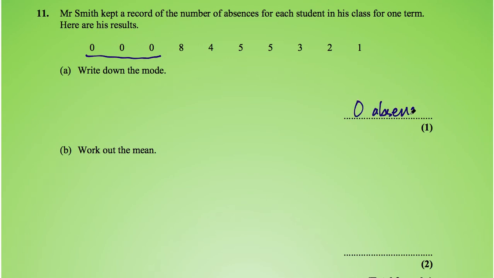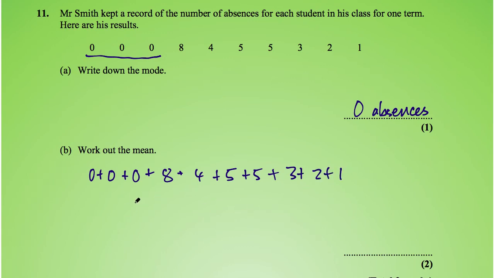You don't need to write absences, but it's quite useful when you're working out averages to write what you're actually measuring to remind you of what's sensible and what's not. Work out the mean. We need to add them all together. So you're going to do this on your calculator. The key bit of working that you need to show is that you have successfully added them together. So mean is, adding them together is 28, divided by the number that there are, which is 1, 2, 3, 4, 5, 6, 7, 8, 9, 10.